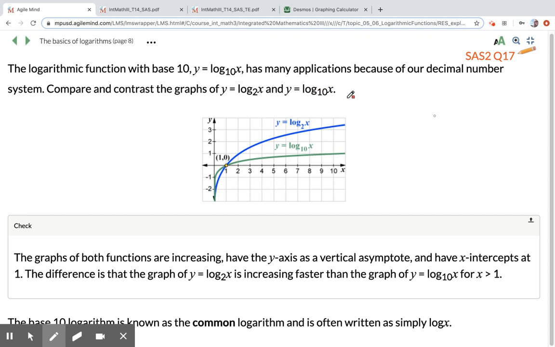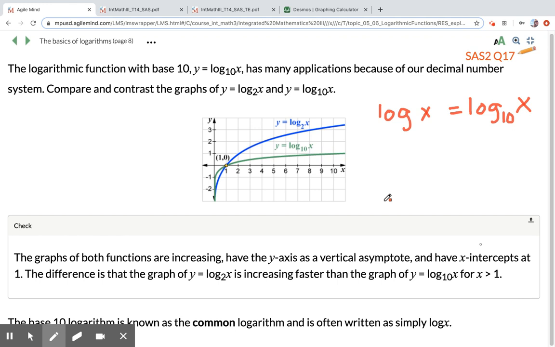Because we use it so much, here's what happens. We actually call it the common log. Anytime you see a log without a base, if you just see the log of x, this is actually the common log of x. Whenever you see that, you get to assume it's log base 10 of x. Anytime you see a logarithm without a base, it's the common log. It is log base 10. You get to assume that the base is 10.